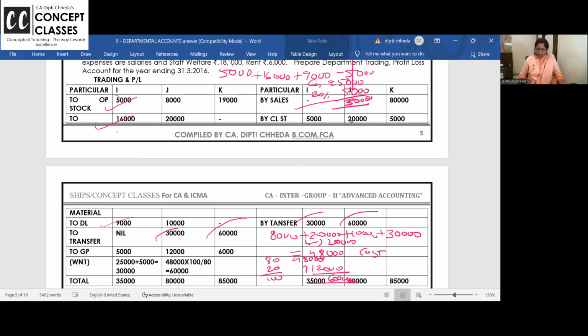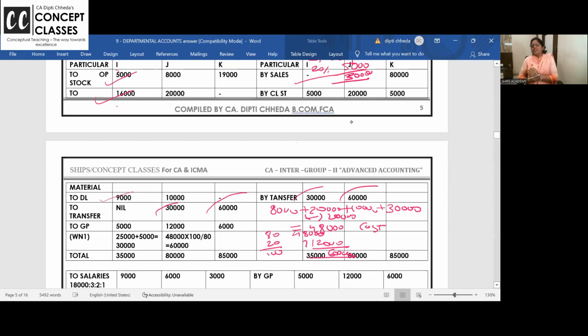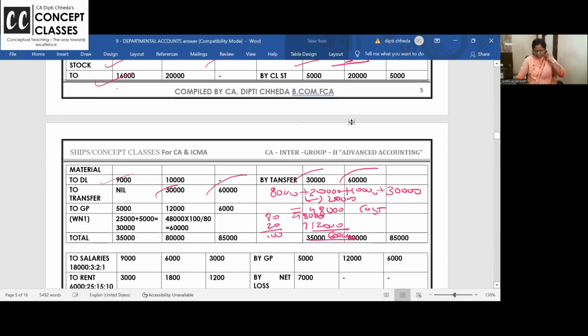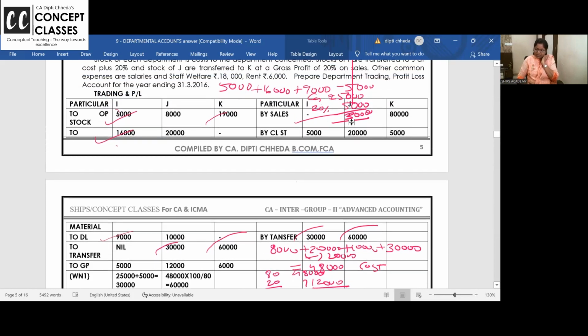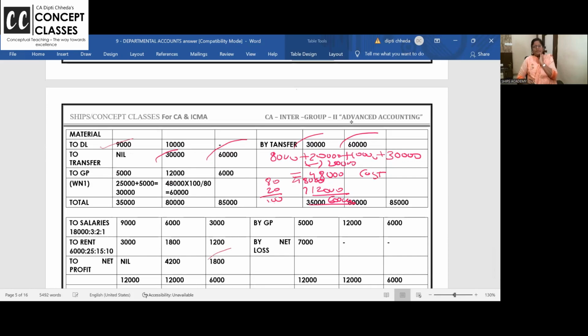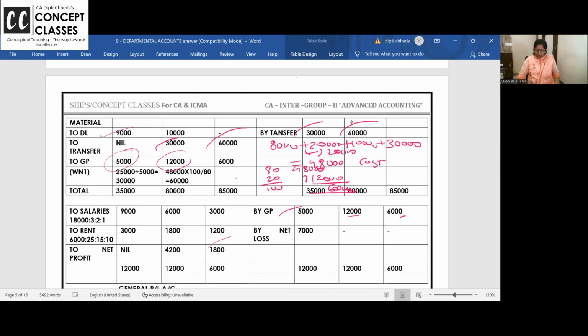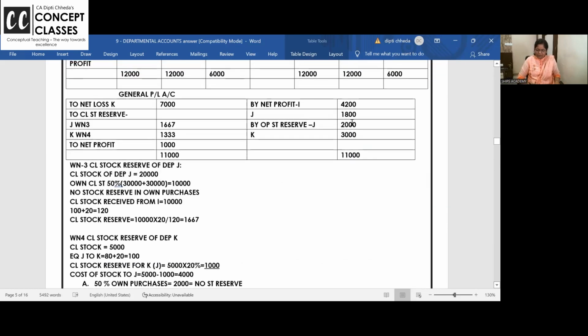Now come to K. Ab K is not transferring to anyone. K is the final department. He's selling the goods. This looks like process costing. So opening stock है, transfer होके आया है, और K का सेल मालूम है, closing stock मालूम है. So you get the GP. These two GP just now I have shown you how to calculate. और इसका तो GP routine में आ गया.